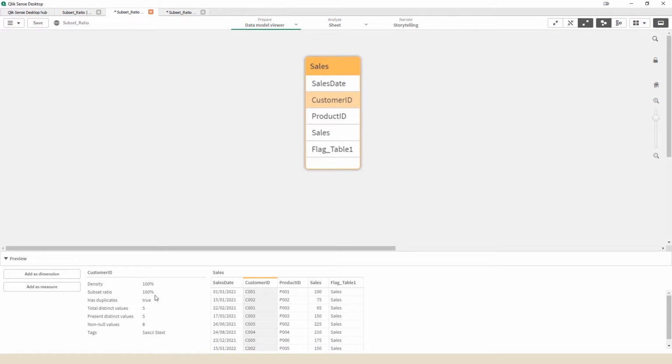So what does this 100% mean? Distinct customer IDs present in the sales table divided by all distinct customer IDs in the entire data model. That means in all other tables. Right now we don't have any other table, so it will definitely be 100%.